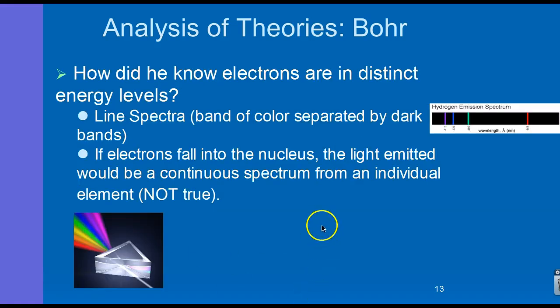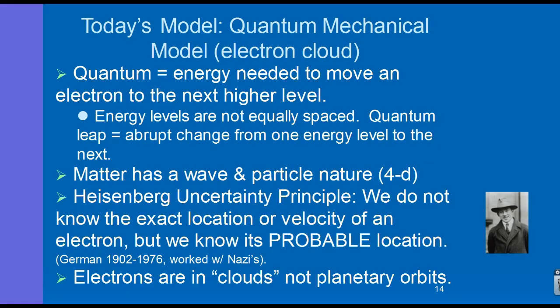So how did Bohr know electrons are in distinct energy levels? He knew this by the line spectra, so this is his proof. The band of color separated by dark bands. So if electrons fell into the nucleus, the light emitted would not be a continuous spectrum from an individual element. It would be like a rainbow, but that's not true. It looks like this when you look at it through a special instrument called a spectroscope.